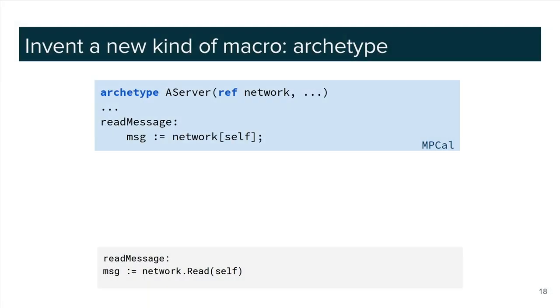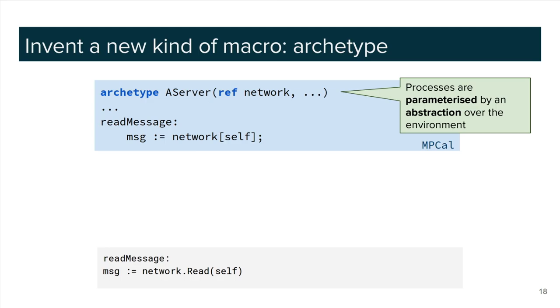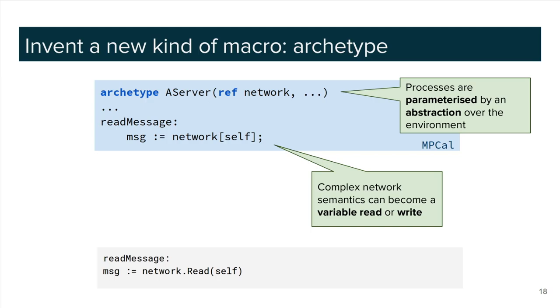So we invent a new kind of macro. We call this an archetype because it's not a process anymore. Previously, we're assuming we're in a PlusCal process, and processes just describe this is one process. An archetype is archetypal. You can stamp it out as many times as you like. It is not a process. It is the template for a process parameterized on its resources. So you can then pass in a network, which is an abstraction. So this is still very nice clean code, same line count. So, okay, that's still good for the model checker.